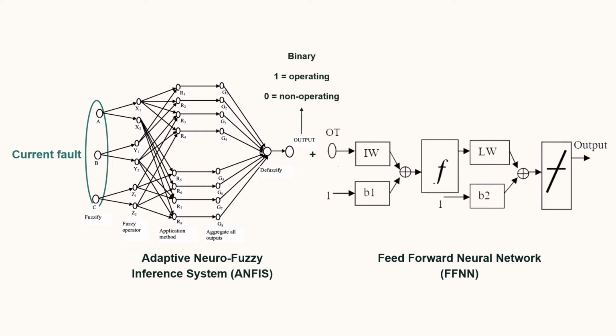This binary output represents the operating status of the protection device, where 1 is interpreted as operating and 0 as non-operating. The output of ANFIS will be the input for FFNN for a more accurate reading. FFNN will produce a decimal number instead of a single digit like ANFIS, because the predicted values will be decimal numbers. With that, it can reduce the absolute error.